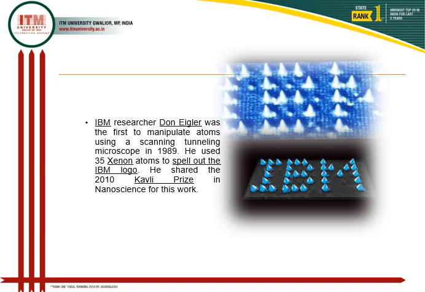Here you can see how Don Eigler manipulated atoms and wrote IBM. It can only be seen through nano instruments like STM, because this is developed at the nanoscale by manipulation of atoms.